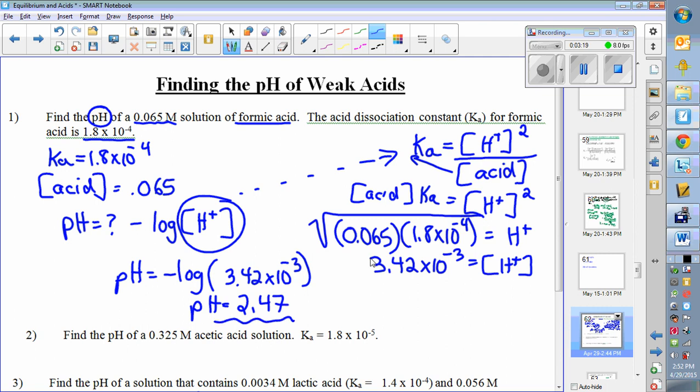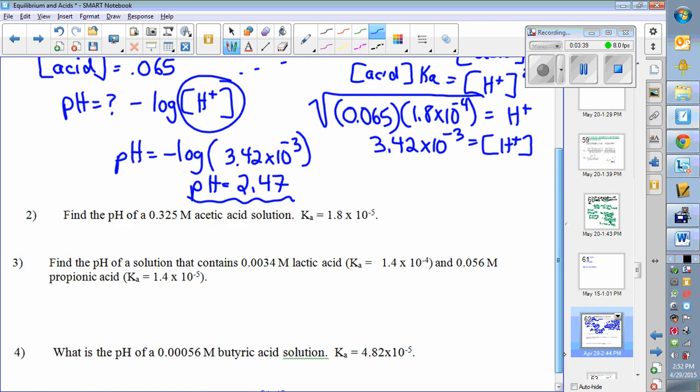That would not be the answer you got if you just assumed that all of this became concentration of H+. You would get a different answer. This is a weak acid, so it doesn't all go to hydrogen ions. So you use the Ka formula when it's given there or when you've identified a weak acid. Okay, we'll look at the second question.